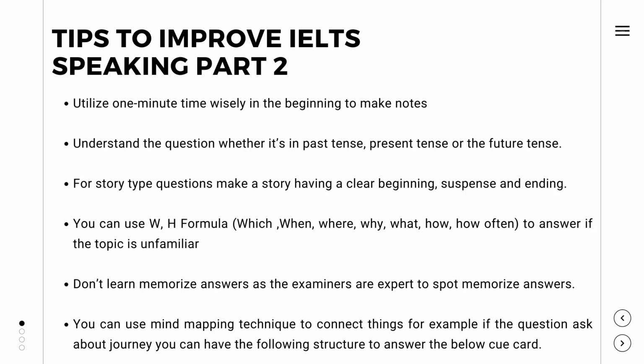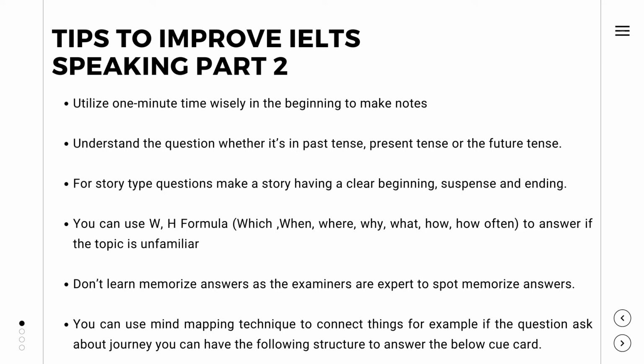So what we have to do, tip number 1 is to utilize 1 minute wisely in the beginning to make notes. Before you have to speak for 2 minutes, the examiner gives you 1 minute to think on a particular topic, and in that time you can make notes in your mind and start speaking after 1 minute. So we have to utilize this 1 minute very wisely. We can use different techniques to utilize this 1 minute, and I will discuss them later in the lecture.